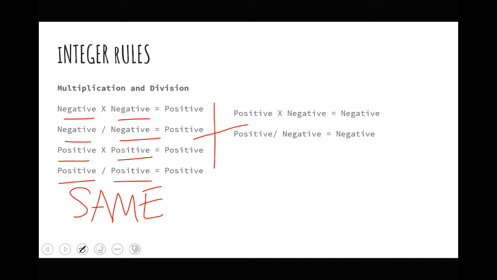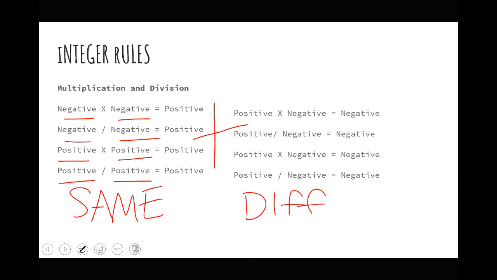Okay, what about if they're different? So you notice on each of these, if I have a positive and negative, the order doesn't matter. You have one positive, you have one negative, and you are multiplying or dividing those, you are going to get a negative. And I wrote all those twice, not sure why. Okay, so if they are different signs, you get negatives. Same signs, you get positives.